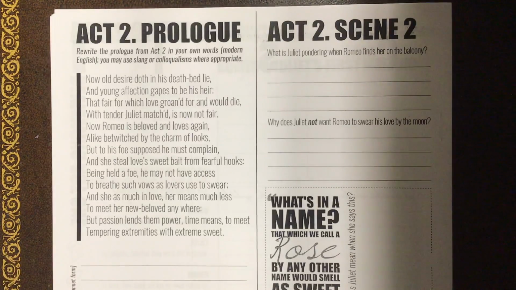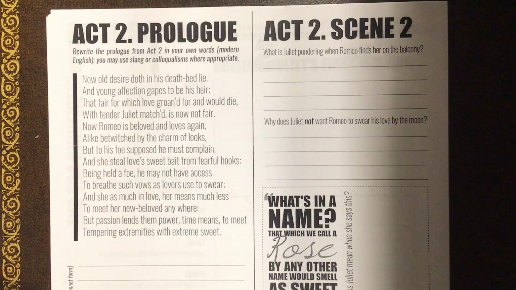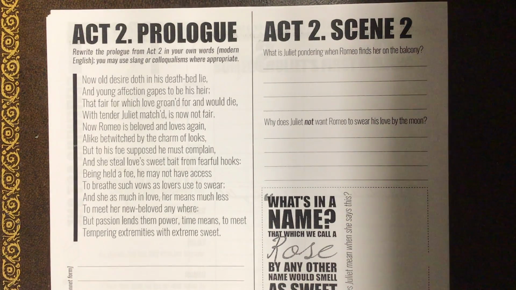So here's the prologue. Shakespeare says, this is kind of the narrator's bit. Now old desire doth in his deathbed lie, and young affection gapes to be his heir. That fair for which love groaned for and would die, with tender Juliet matched, is now not fair. Now Romeo is beloved and loves again, alike bewitched by the charm of looks, but to his foe supposed he must complain, and she steals love's sweet bait from fearful hooks.